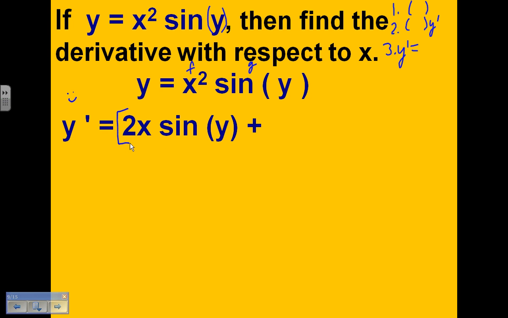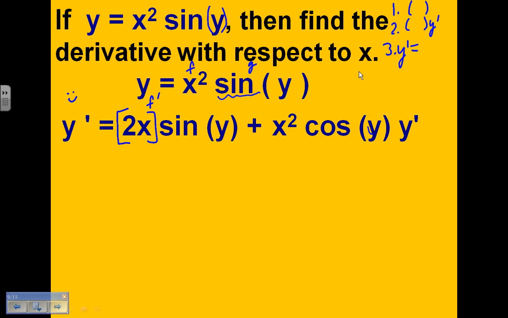2x is the derivative of f, and sine of y is g, plus x squared cosine of y times y prime. Again, the chain rule is I take the derivative of the outside, which is sine. The inside stays the same. And then you multiply by the derivative of the inside, which is y prime.